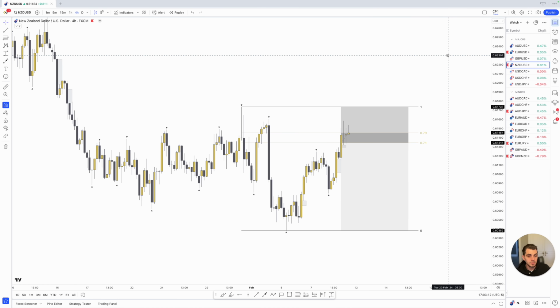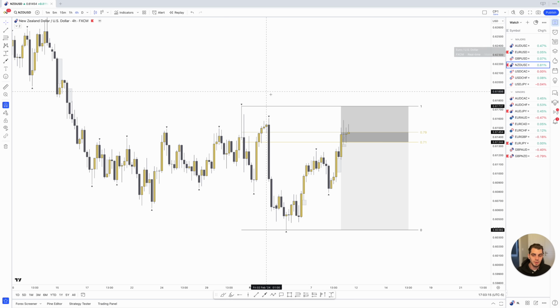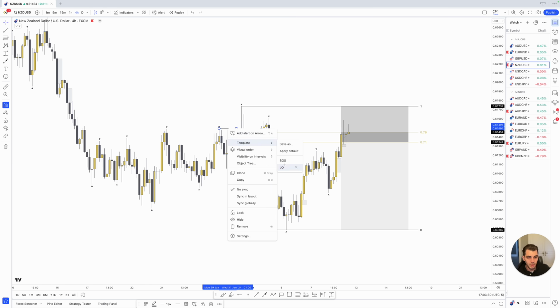Okay, this one, similar to Euro USD, is a lot more of a clear picture in terms of liquidity purging and breaks of structure. So let me just annotate it for you. There's a very clear liquidity purge right here. This was pretty much an equal high to this high back here. So very clear liquidity purge. I'm very happy with that.